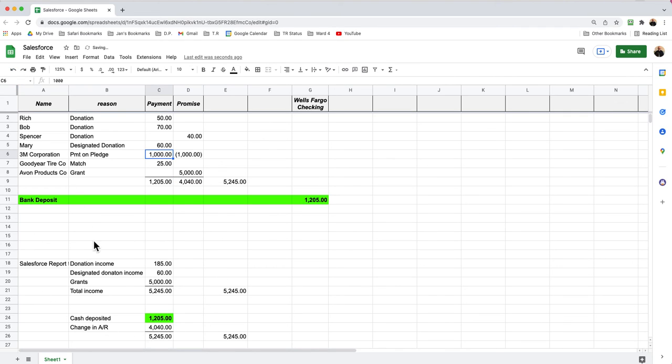This is how simple it is in QuickBooks to report. This is all that I need. Total cash deposited, I can compare that to the money I get from the bank or the reports I get from the bank. Change in accounts receivable, I don't care who gave it to me, I just want to know what the change is. And then I want to know from where it came, designated donations and so forth.